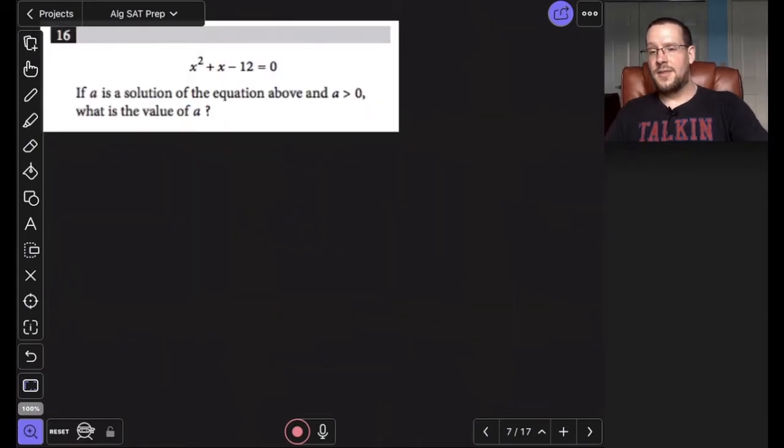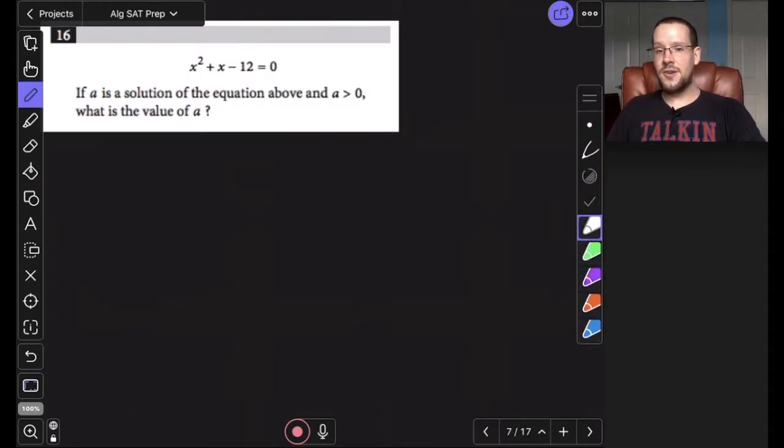Okay, so again, this is going to be our factoring problem. And notice, this is already set to 0, so the one that we saw before this was a lot more involved.